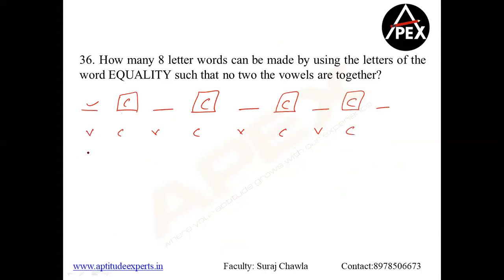Second case. Let me have a V here, let me have a C here, and let me not place anything here. Keep it blank. C, V, C, V, C. Now tell me, are any vowels together? Everybody with me. Are any vowels together? Guys, respond please. Yeah, perfect.